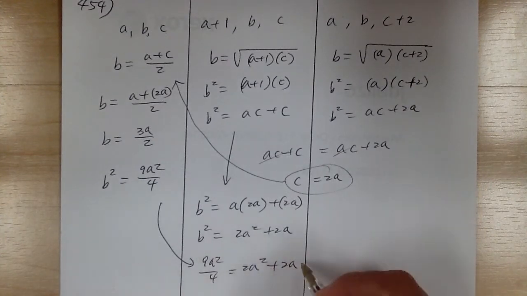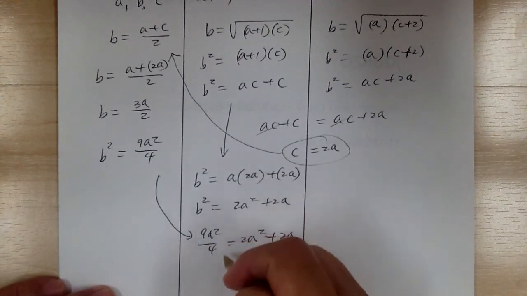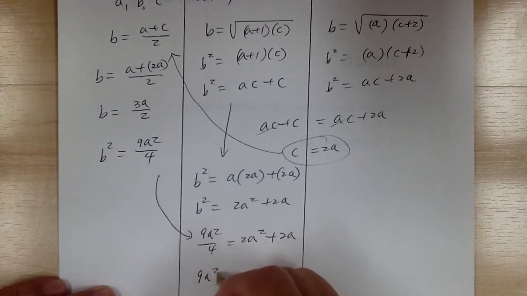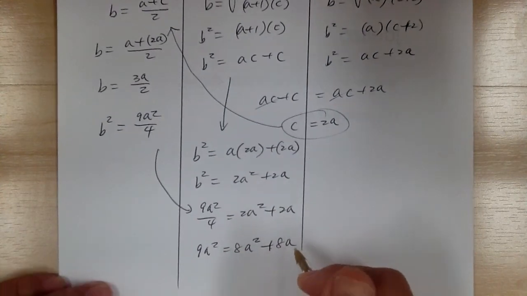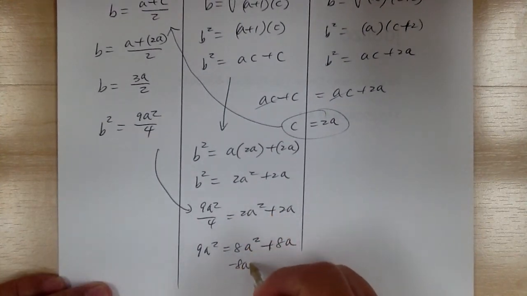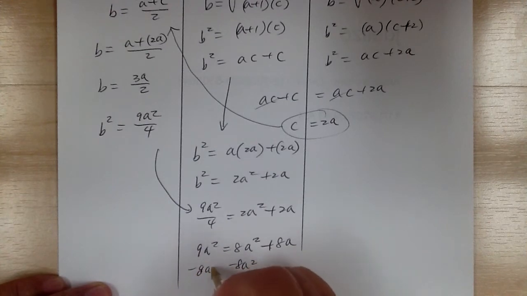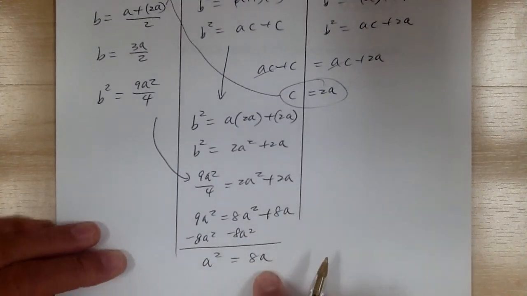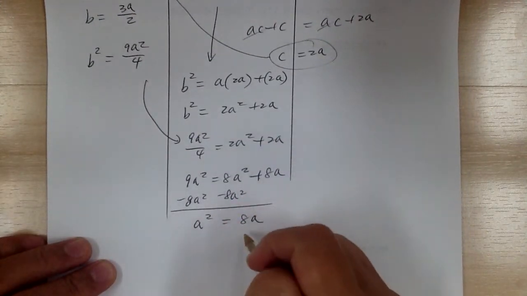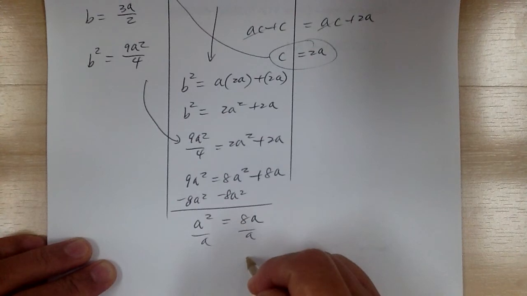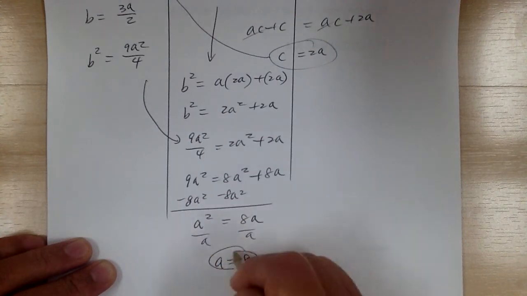Multiply by 4 to get rid of the fraction. So 9A squared equals 8A squared plus 8A. Minus 8A squared, so I got A squared equals 8A. Now, we know that A is not equal to 0 because that's what it's giving, so we can divide by A on both sides. So A is equal to 8.